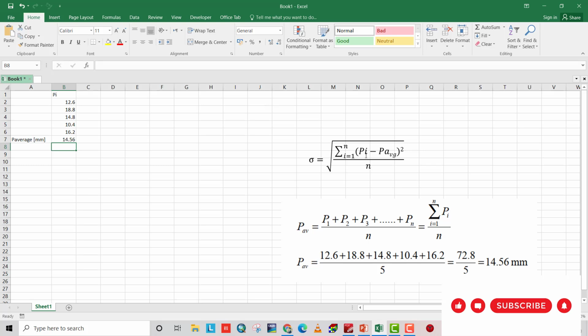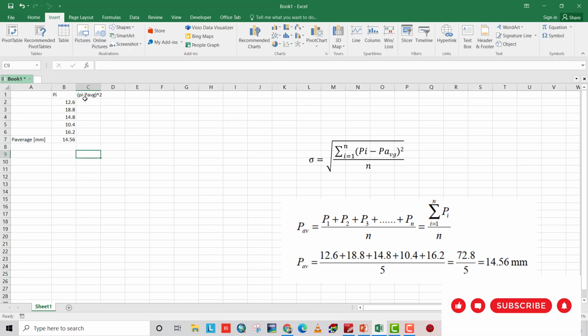And we have to find (P sub i minus P average) squared. Let us find it, which equals P2 minus P average, but make P7 constant because that's the average, P average, squared. Okay, it equals 3.84. Just drag. That is the result. Okay, you can find the standard deviation here.